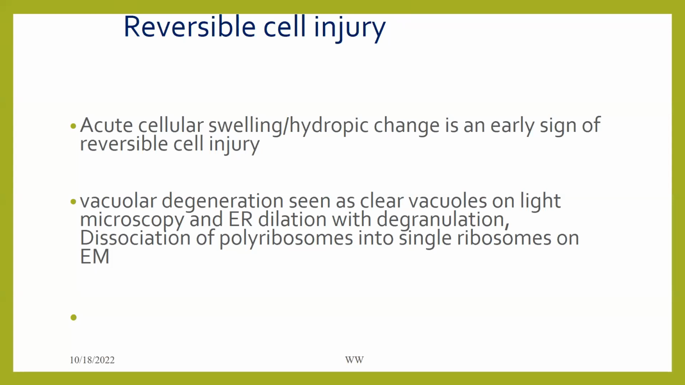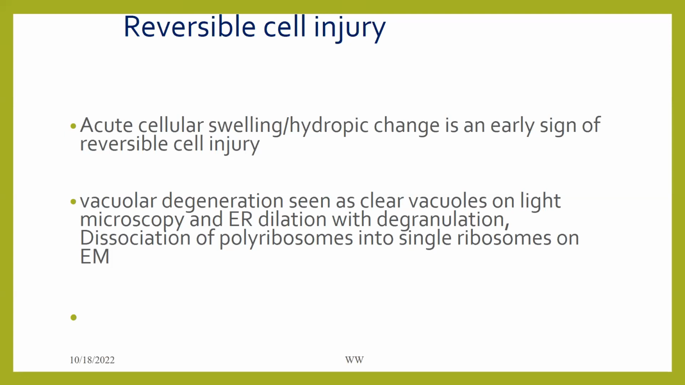So that is called acute cellular swelling or hydropic change. Hydropic change in a cell is an indication of reversible cell injury. If you remove the injurious agent or treat the invading microbes or remove whatever mechanical pressure there is, then that cell recovers and continues to survive and function.